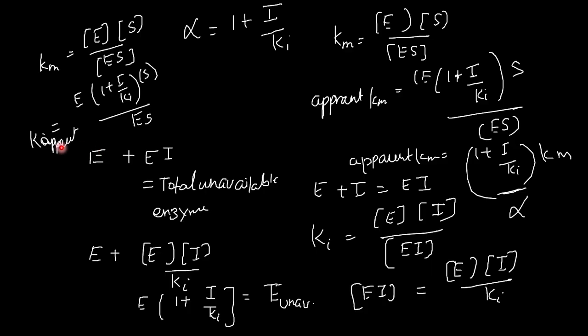And apparent Km is equal to Es by Es. So you replace E with this value, which is E times 1 plus I upon Ki, S by Es. This is your apparent Km, and the Km formula is this. If you divide the apparent Km by the Km, you will get 1 plus I upon Ki, where I is the inhibitor concentration, and Ki is the inhibitory constant. This is going to be your alpha.